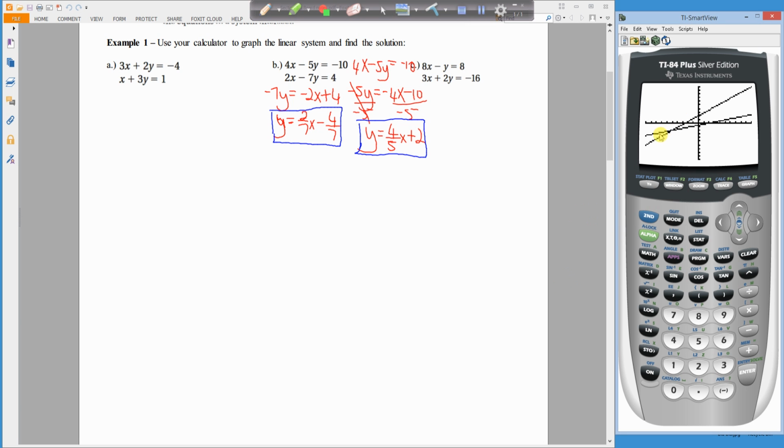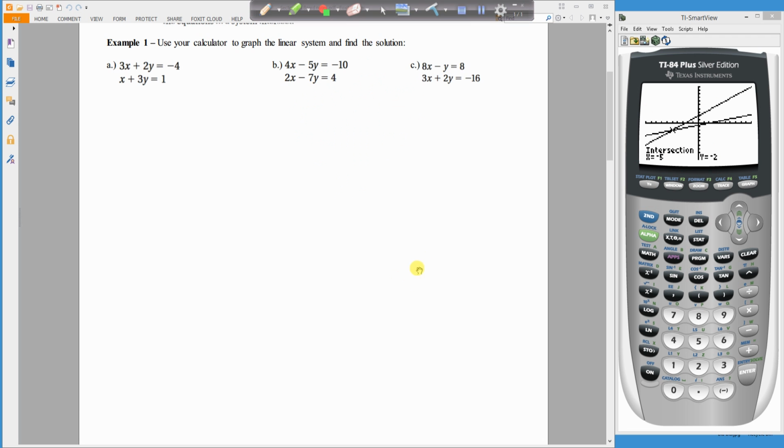Back here somewhere. We don't have to guess or trace, we can just say second calc and then do intersect. First curve that one, yes. Second curve's that one, yes. I don't want to guess, tell me the answer. And so the answer is negative 5, negative 2. This is kind of ugly. We'll look at this on some software in class, but you get the idea. I can still find the answer for you.